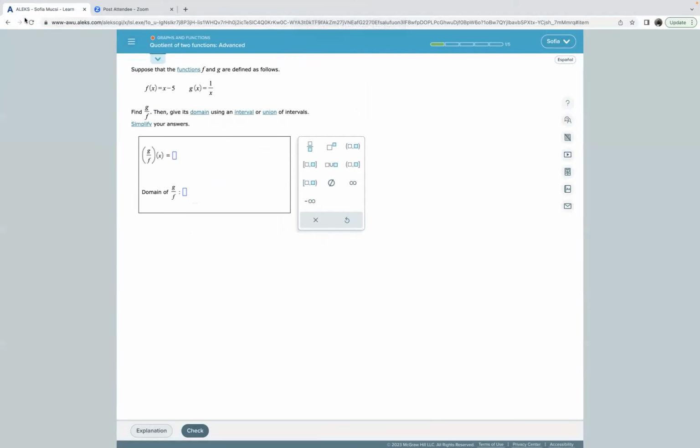Did that end up working? Yeah, it did. And I'm starting the second one. Okay. So this one's different because you don't get the cancellations. Do you want me to show this or do you want to try it? I can try it.